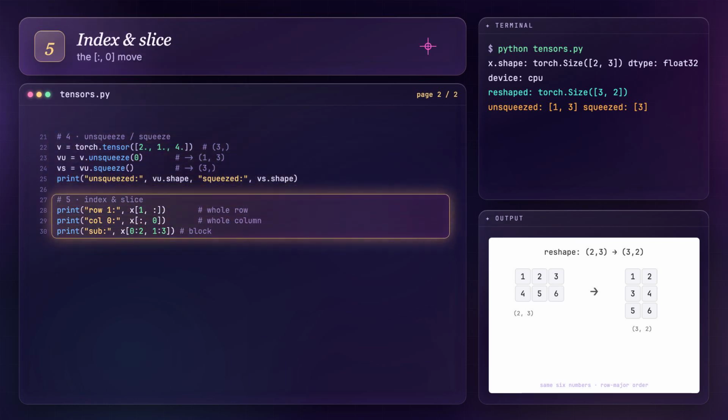And the payoff section, indexing and slicing. We pull a single row, then x[:, 0] to pull column 0. And there it is in the terminal, col0 tensor([1, 4]), exactly the first column of our grid. Then a subblock, a slice of rows crossed with a slice of columns, the magenta rectangle from the animation now in code.